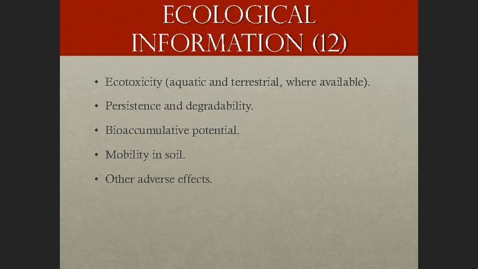Section 12 is going to be ecological information. It's going to cover things like adverse environmental effects and bioaccumulative potential. For example, one particular chemical, PCBs, or polychlorinated biphenyls, you might have heard of that, has a great deal of bioaccumulative potential. And so we want to make sure that we follow the rules in Section 12 if they're outlined there, so we understand the environmental impact.